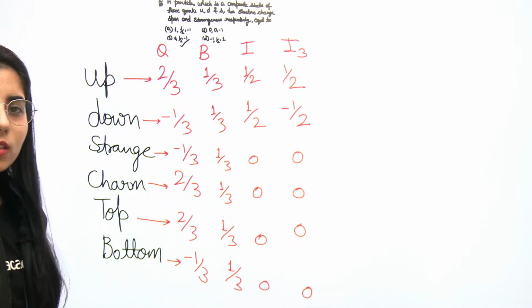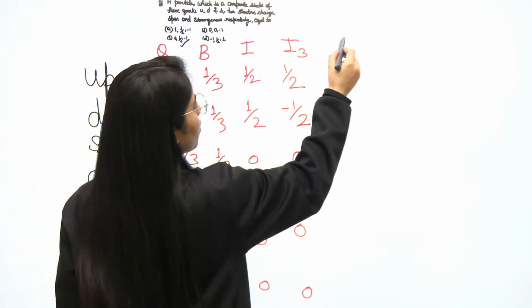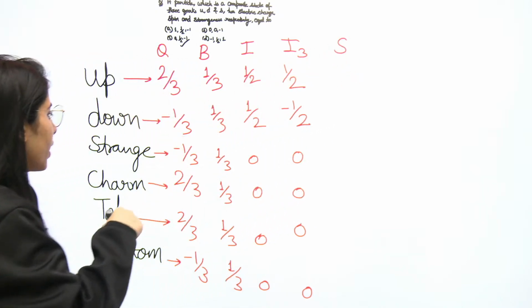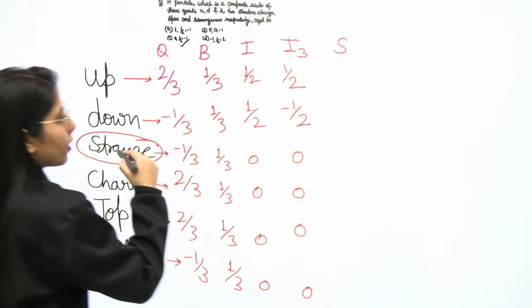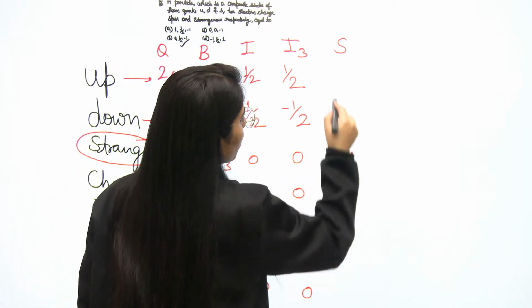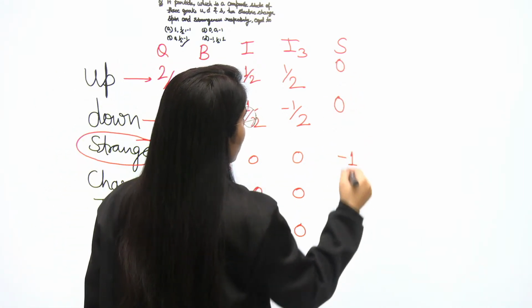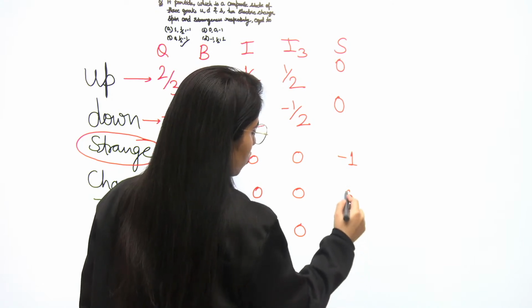Next one, that is the strangeness number. Only the strange quark will have the strangeness number, and that's minus 1. So you can easily memorize it like, okay, only this one. Others 0, 0, 0, 0. No strangeness.